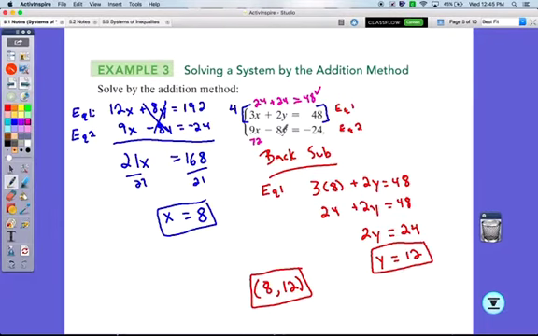All right, 9 times 8 is 72. 8 times 12. 8 times 2 is 16. Carry the 1, that's 96. And 72 minus 96, stick that in my calculator, that does give me negative 24. So I do know my answer is correct.